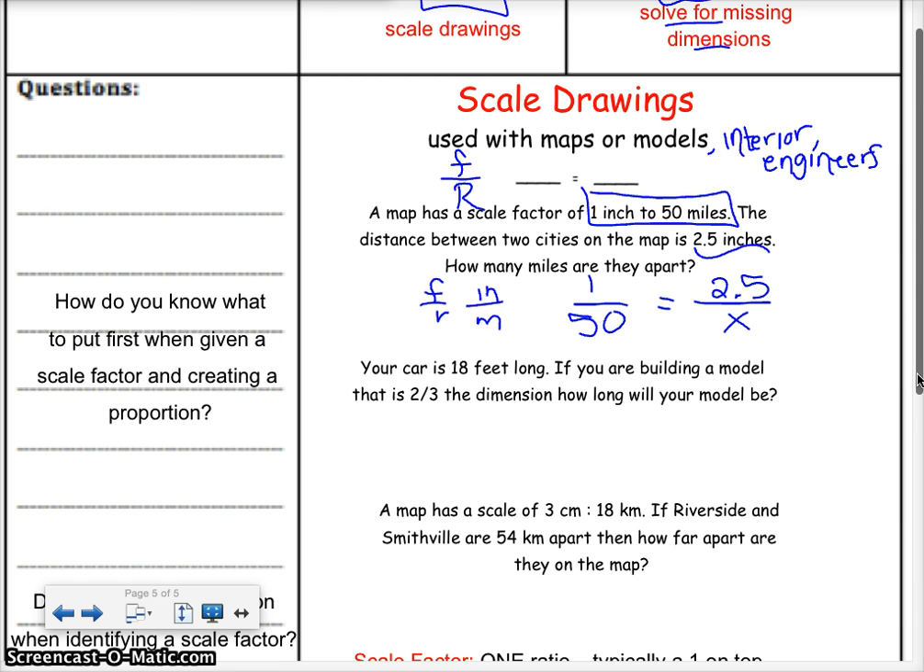Again, solving is a proportion that we've done since the second lesson of this unit. 1x equals, what's this? 125. Thank you, 125. So just x is 125. Understand it in context, 125 miles. So they are 125 miles apart. Okay, next one.